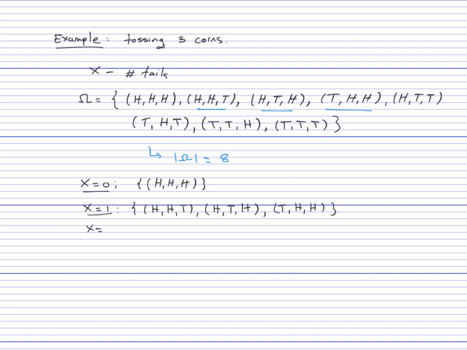What about X equals 2? X equals 2 means that we have exactly 2 tails. Those are the only 3 options. Let's write them: heads, tails, tails, or tails, heads, tails, or tails, tails, heads.